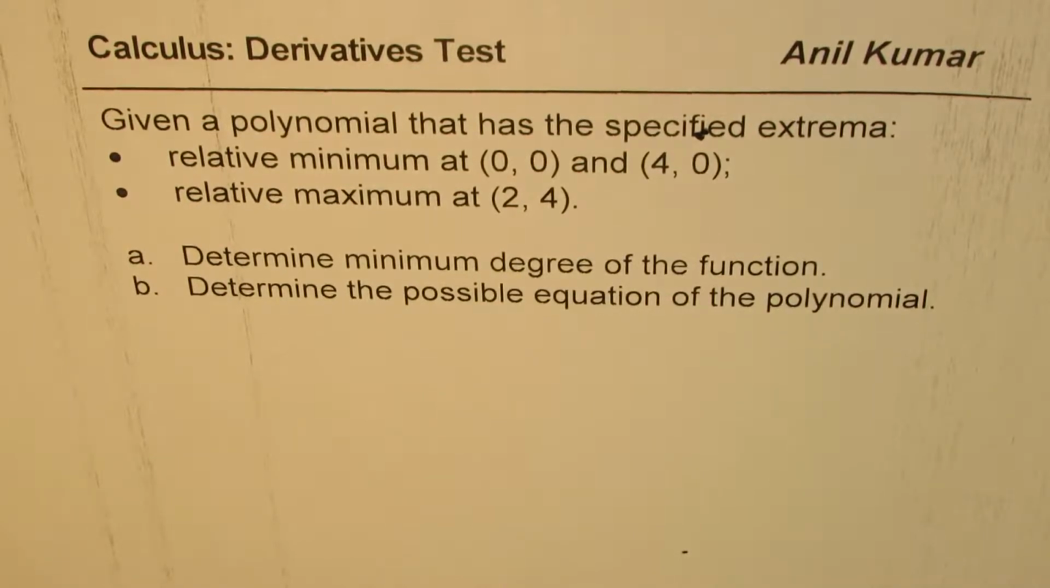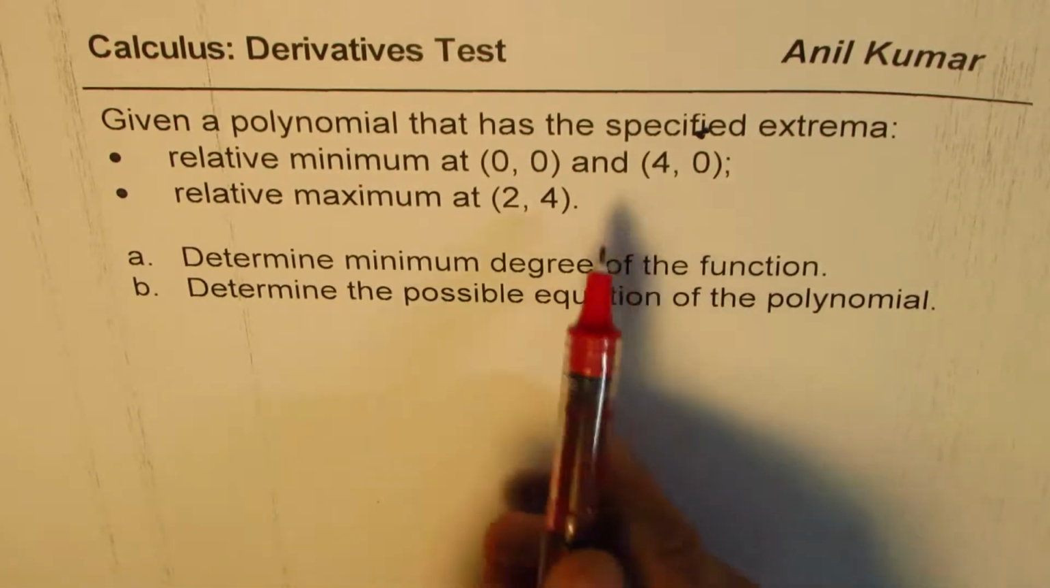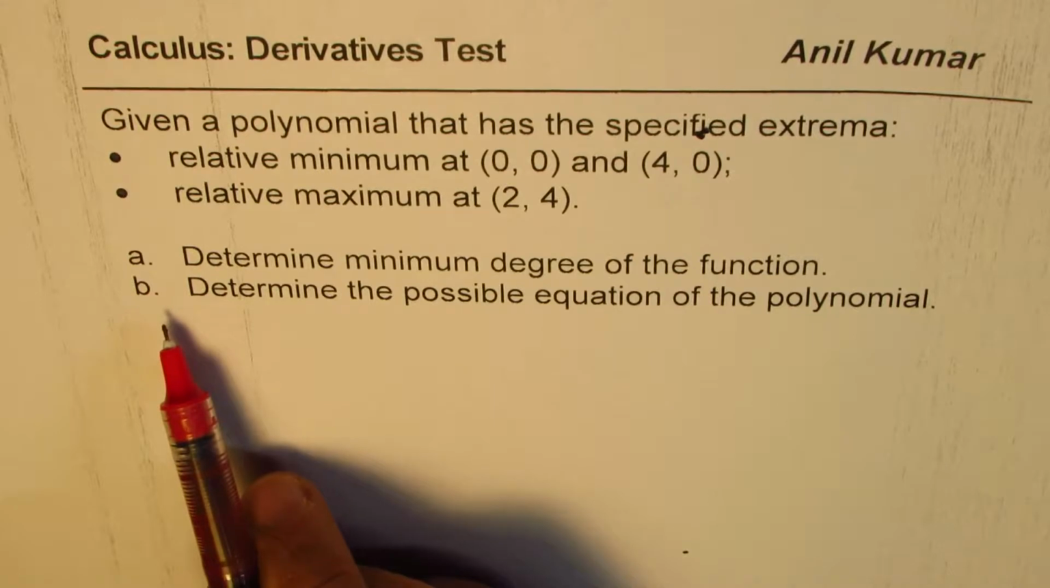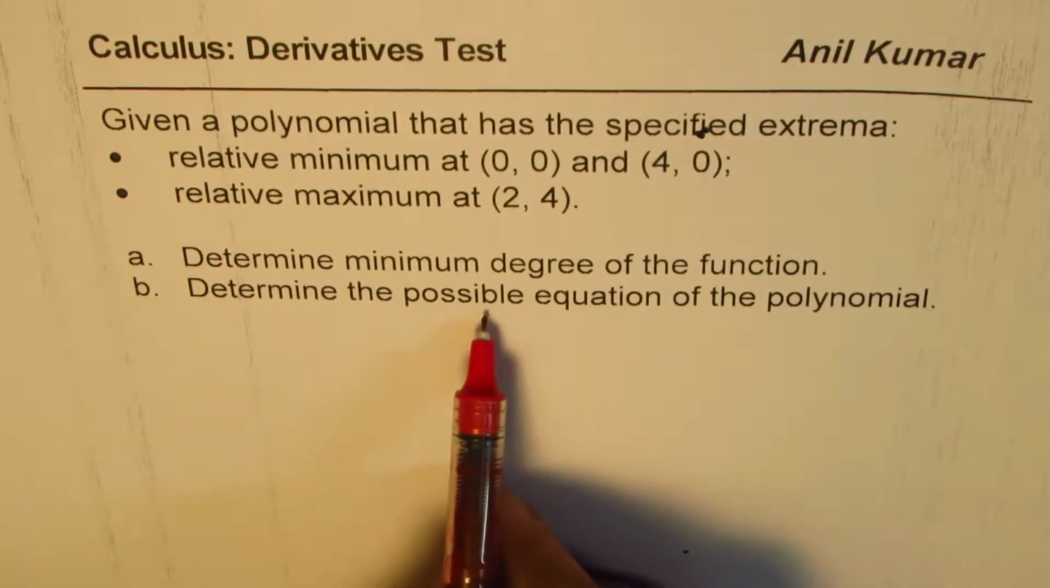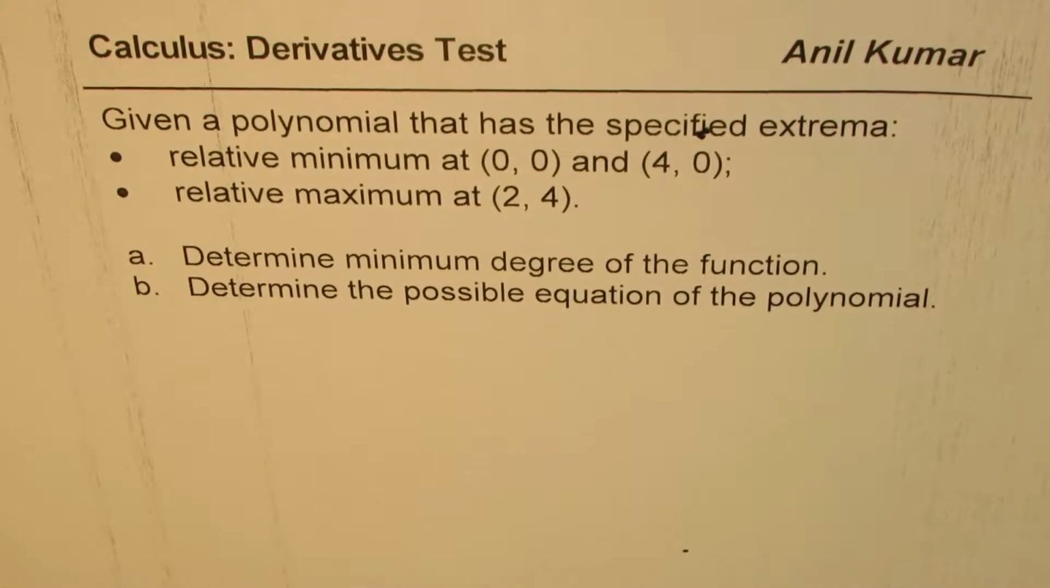The question here is, given a polynomial that has the specified extrema, relative minimum at (0, 0) and (4, 0), relative maximum at (2, 4), we need to determine the minimum degree of the function, and part B is determine the possible equation of the polynomial. Right, so that is an excellent question, and I'll give you two different solutions.